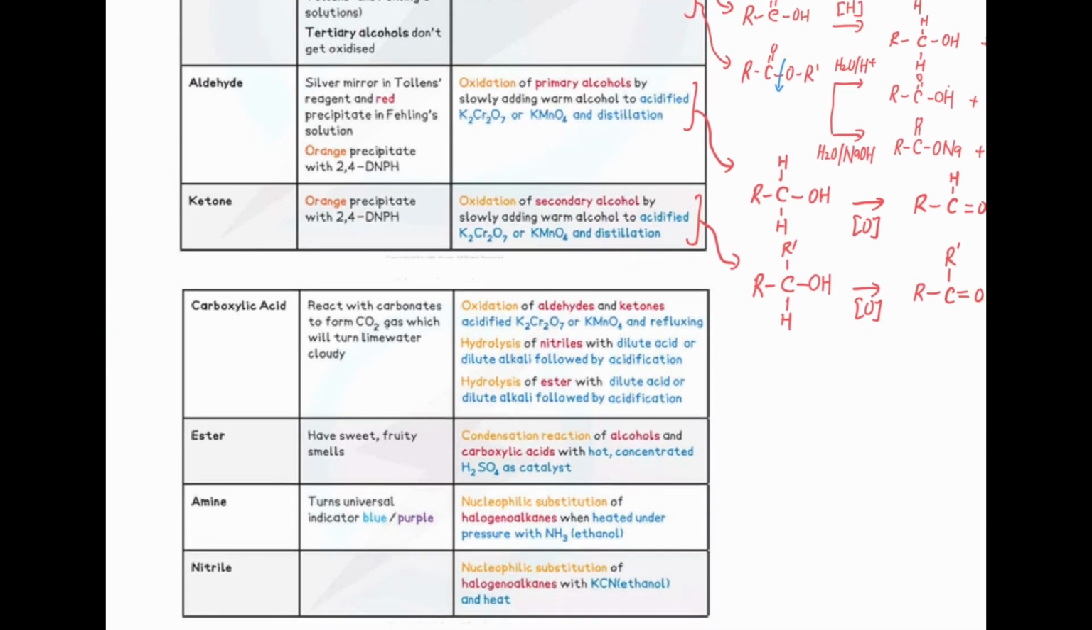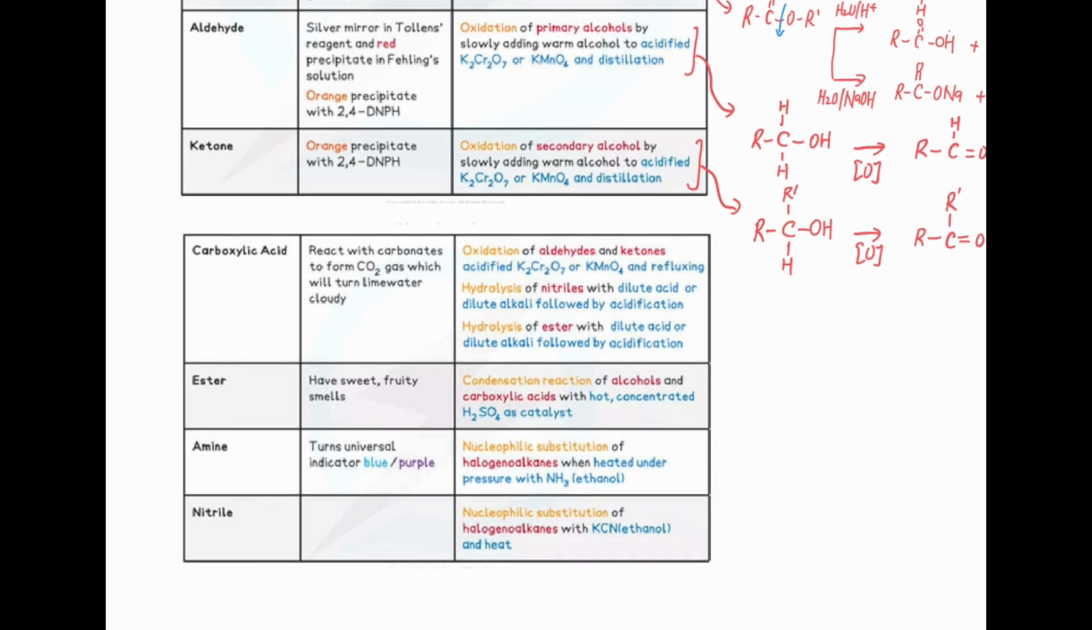Okay, now next one, carboxylic acid. So the test for carboxylic acid, react with carbonates to form CO2 gas, which will turn lime water cloudy. So this is a test for carboxylic acid. And then the productions, oxidations are aldehyde and ketones. Oxidation of aldehyde is okay. Oxidation of ketone is a problem, it's a mistake.